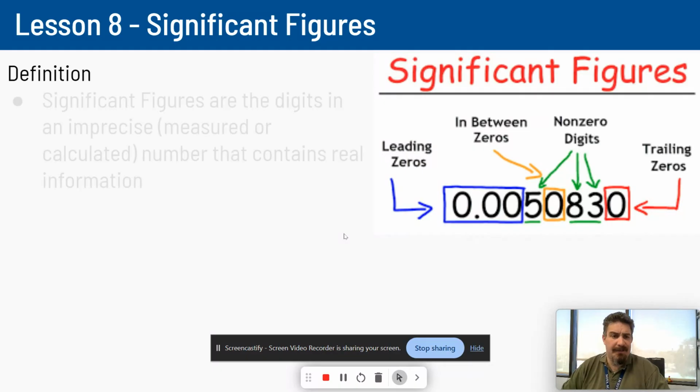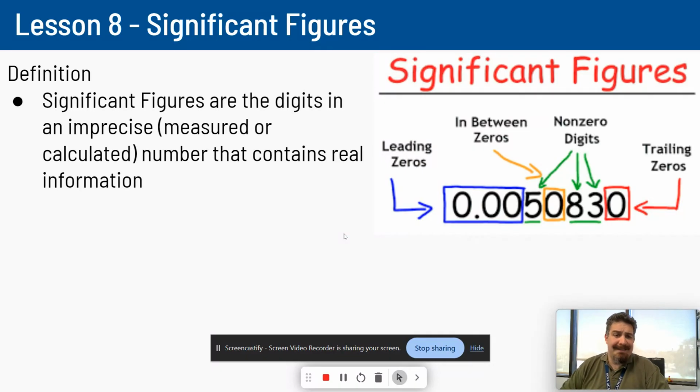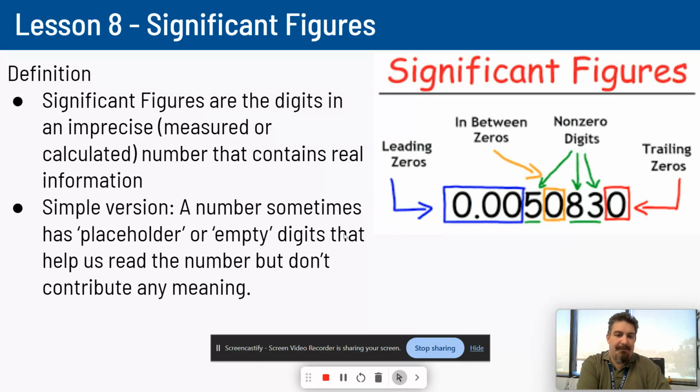So, significant figures. Significant figures are the digits in an imprecise number, meaning we measured, we calculated, we don't know that this is true out to a million decimal places. There are numbers that have real information that we've found, but not all the numbers necessarily are legit. A simple version is that numbers sometimes have these placeholder or empty digits that help us understand what number we're looking at, but they don't actually add any information.